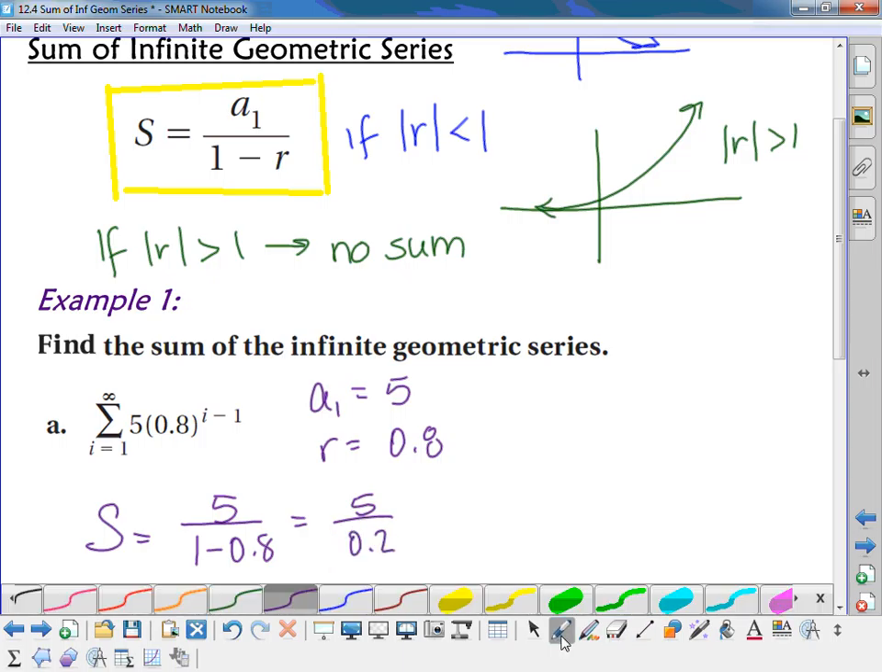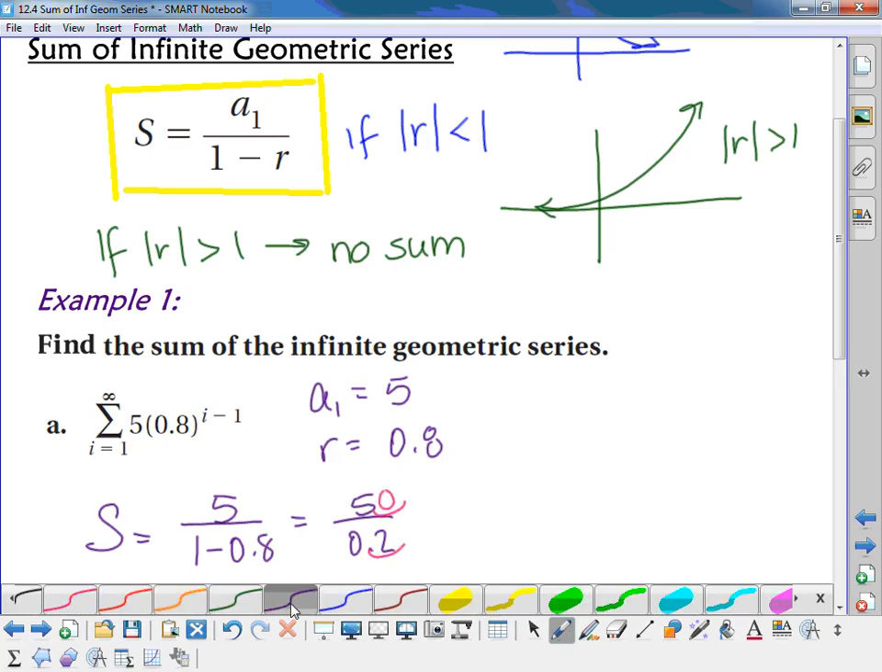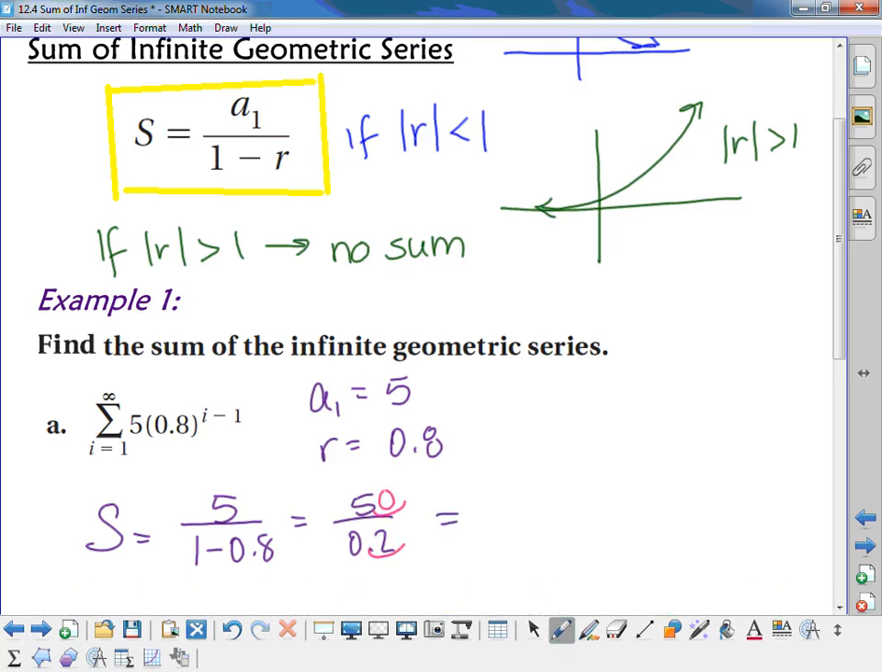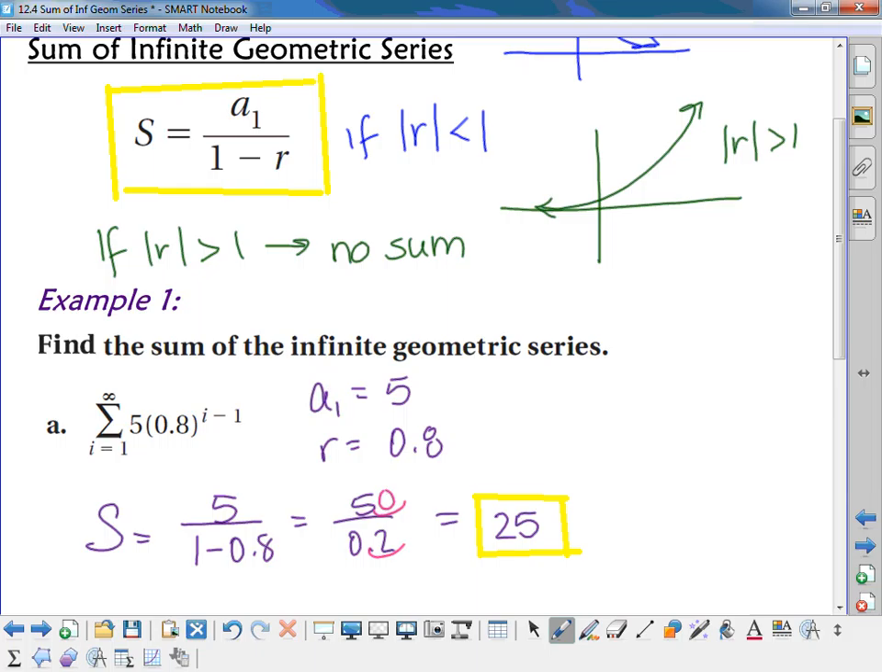And when you're dividing by decimals, you can move the decimal over, so you don't have to get out a calculator to do that. What's 50 divided by 2? 25. So the sum of that series would be 25. As i gets larger and larger, the sum is approaching 25. Any questions? Okay.